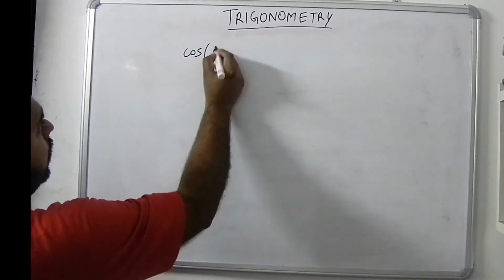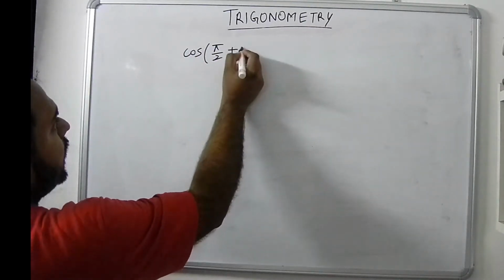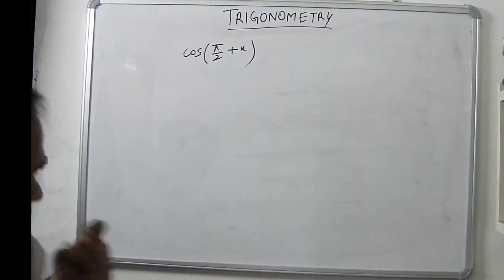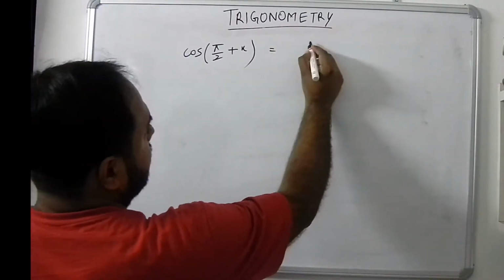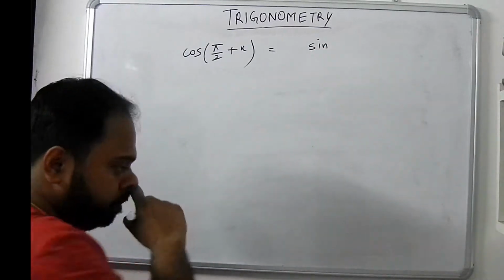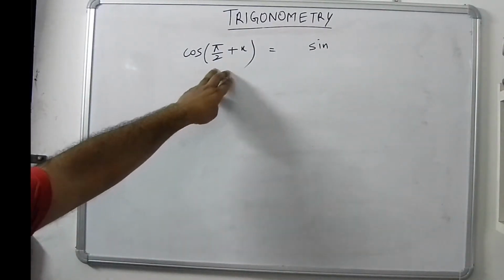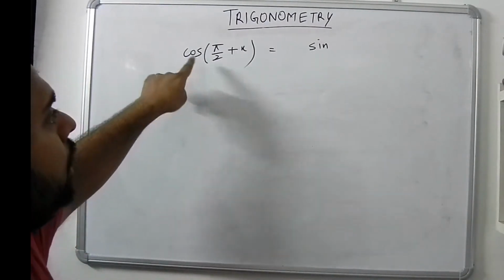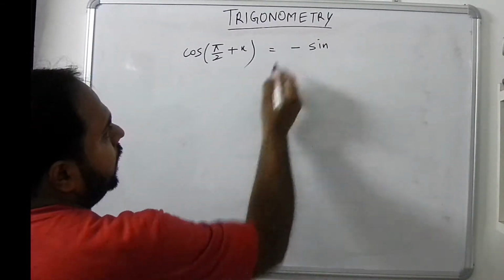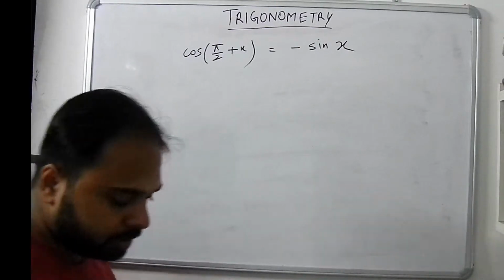Cos of pi by 2 plus x. Let's go by the rule. We are doing pi by 2 plus something, so first of all I know it's going to become sine. Let's make x very acute. I am going to fall in the second quadrant. Cos is negative here, so make it negative, and that's going to be minus sin x.